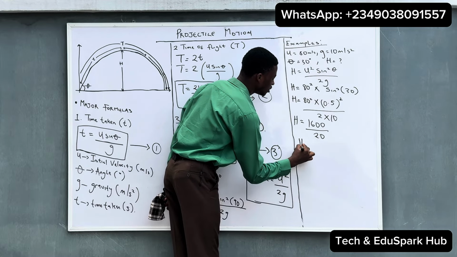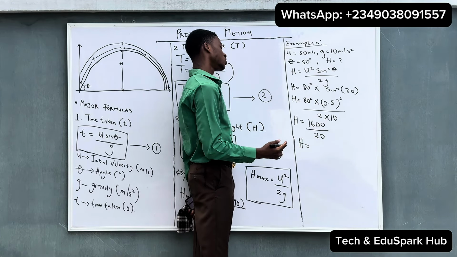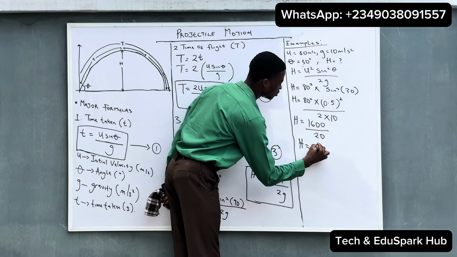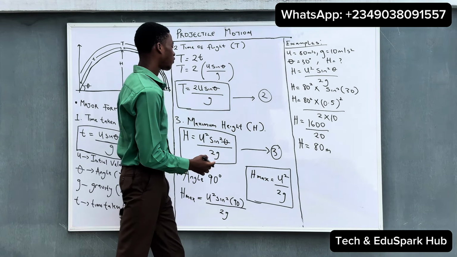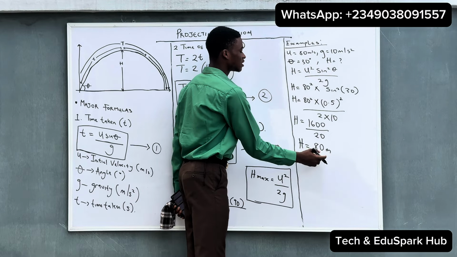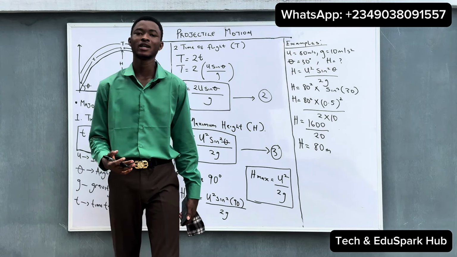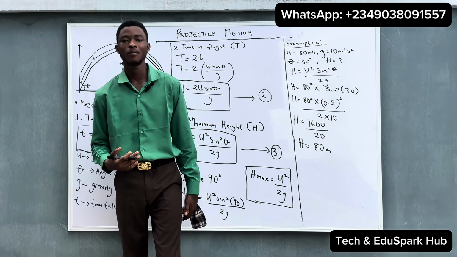So our big H will be equal to 1600 divided by 20. So when you press this on your calculator, you have our big H to be equal to 80 meters. So the SI unit for the maximum height is meters. So our big H will be equal to 80 meters. And this is given as our final answer to questions of this type. So let's look at another example under the maximum height.